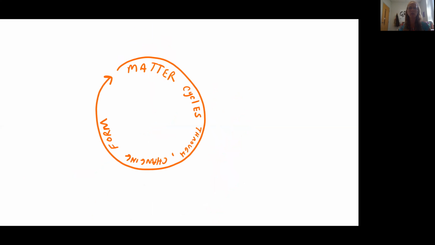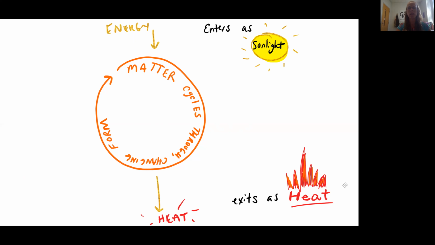So what we're seeing here is that the matter itself, the components, the molecules, are cycling through the ecosystem. So they're changing form, but they're cycling through. And we see that energy is going to come into the ecosystem in the form of sunlight, and it's going to exit the ecosystem in the form of heat. So as we were going through each of those progressive changes and transformations, any energy was exiting in the form of heat.